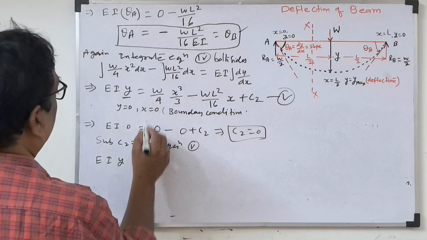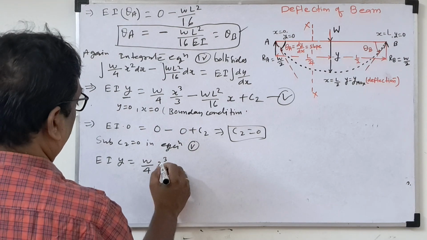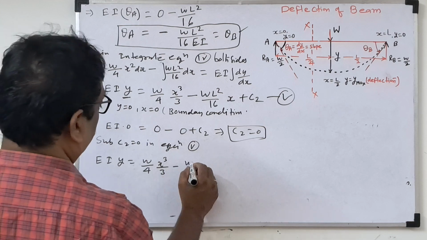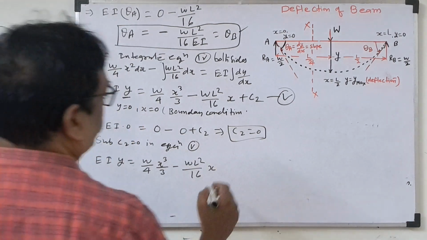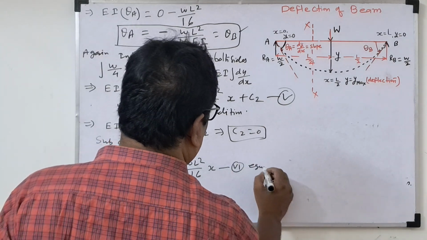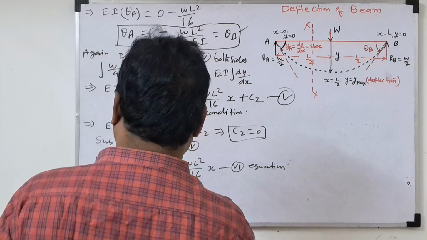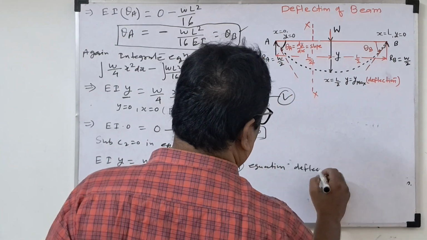EIY is equal to W by 4 x cube by 3 minus WL square by 16 x. This is equation number 6. This is called the equation of Y. Y is the deflection. Equation of deflection.